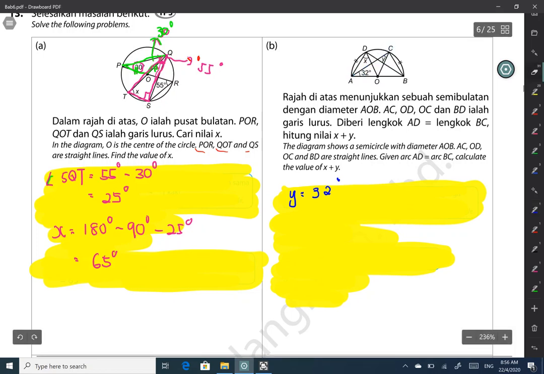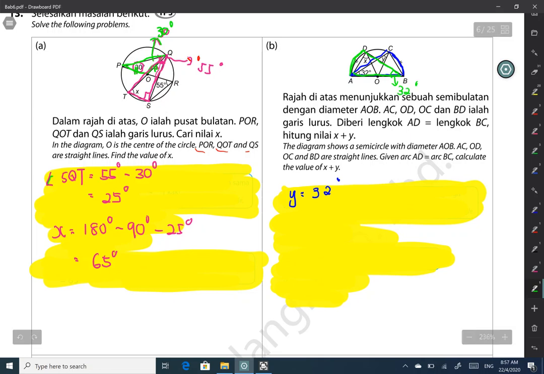Okay, I erase first. Your x. ABD. Yeah, we can use this one. Okay, this is the same length. Okay, same length. So this is 32. Okay, now we see this is the same length of the arc. That means this one also 32.